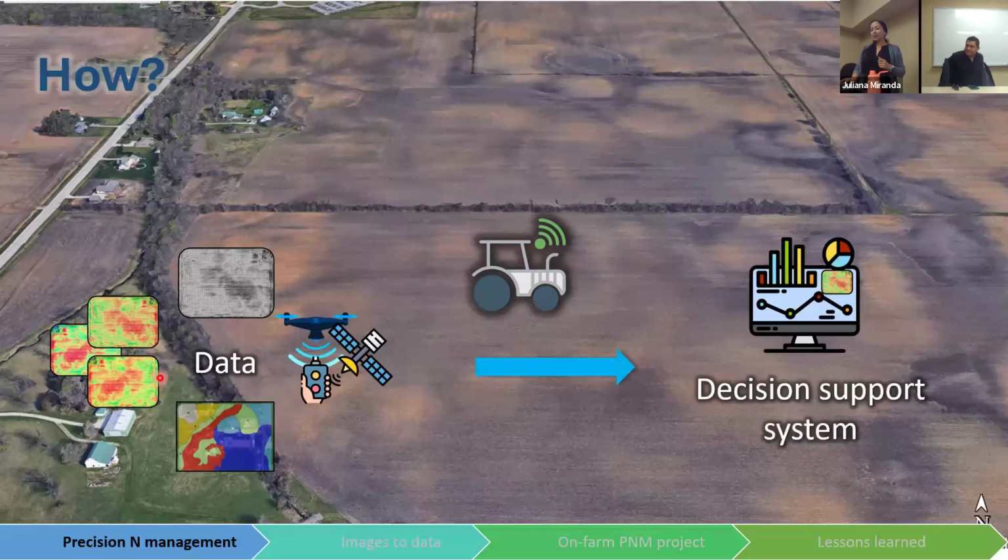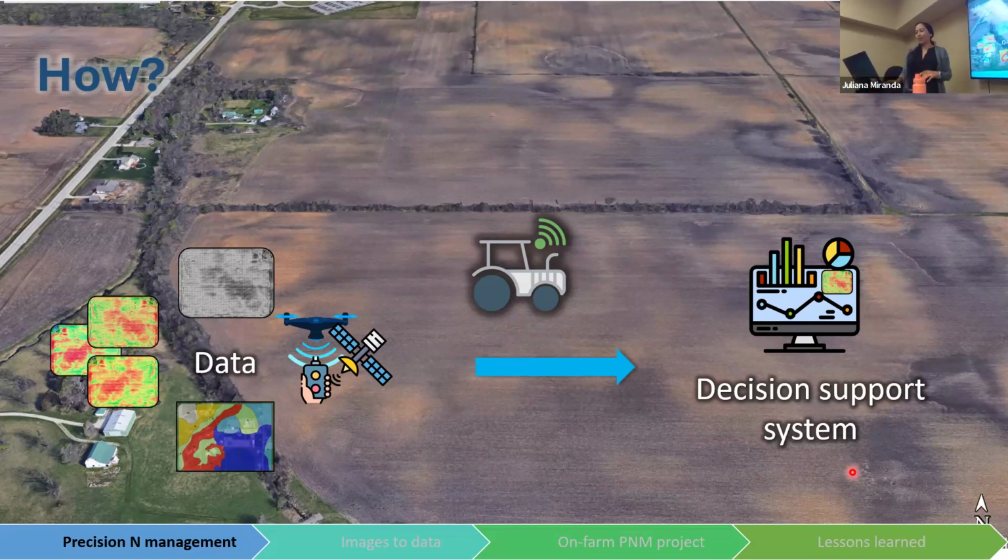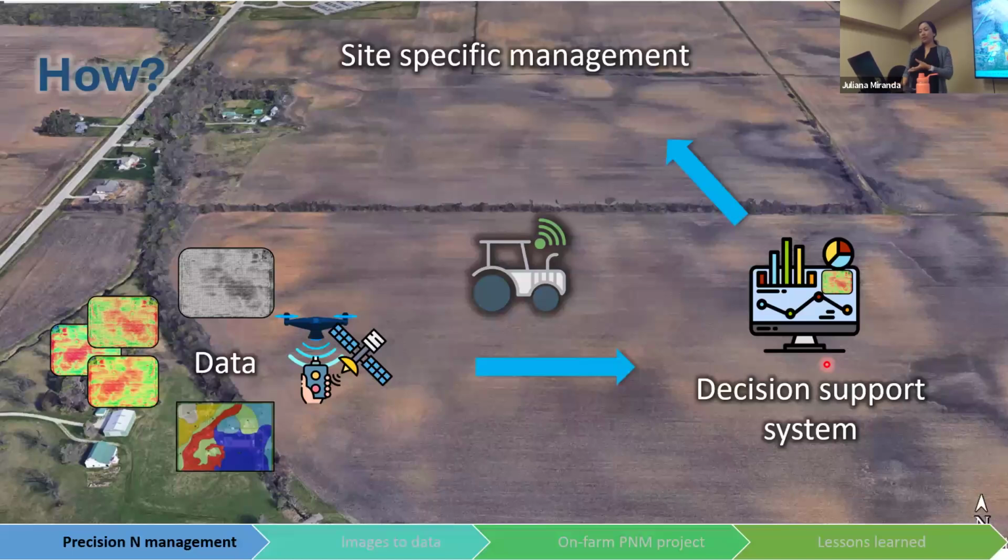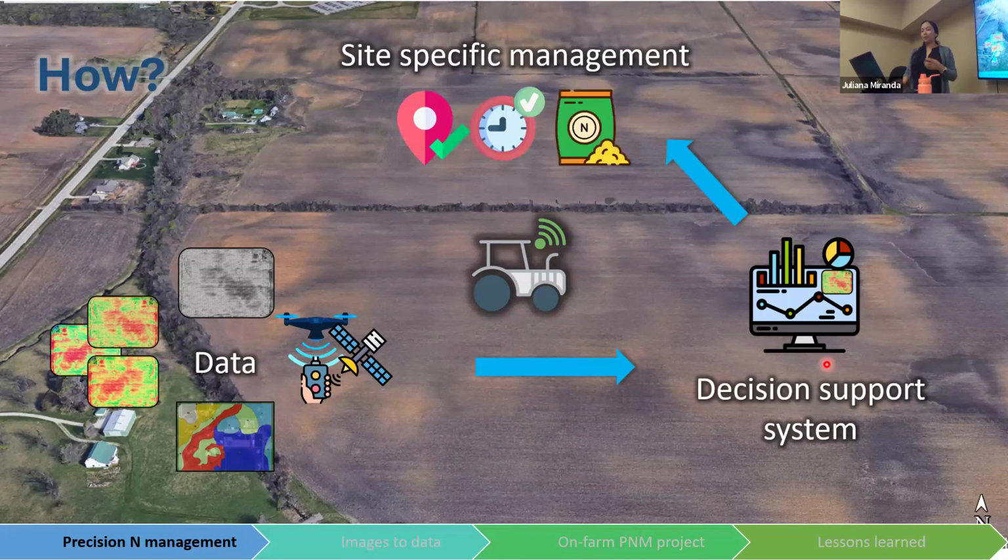So all this data is going to come into this decision support system. Here is where all the machine learning, statistical analysis, or artificial intelligence can come in. The idea is that the results can help us make decisions and have this site-specific management, so that we know where to apply, when to apply, and also how much to apply. And then the results are going to give us more data, so it's a cycle that can help us keep improving.